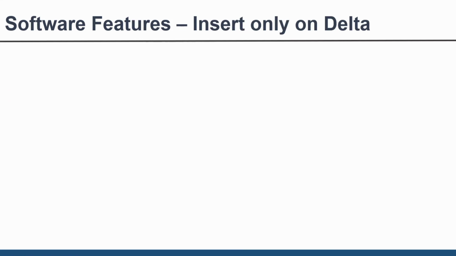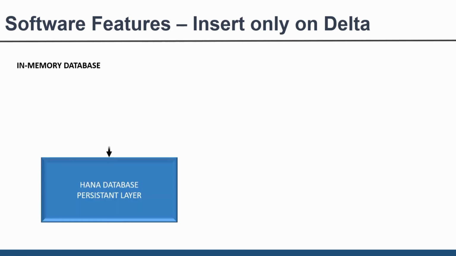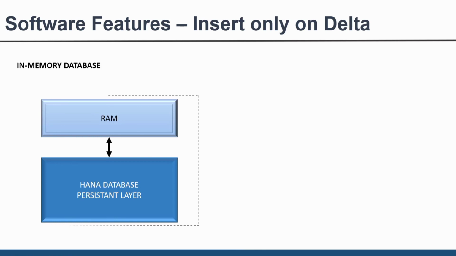The next feature of HANA is insert only on delta. In order to understand this feature, you need to first understand what an in-memory database is. I hope you remember you have learned that HANA is an in-memory database. What do you mean by in-memory database? Let me draw a picture of HANA database over here.